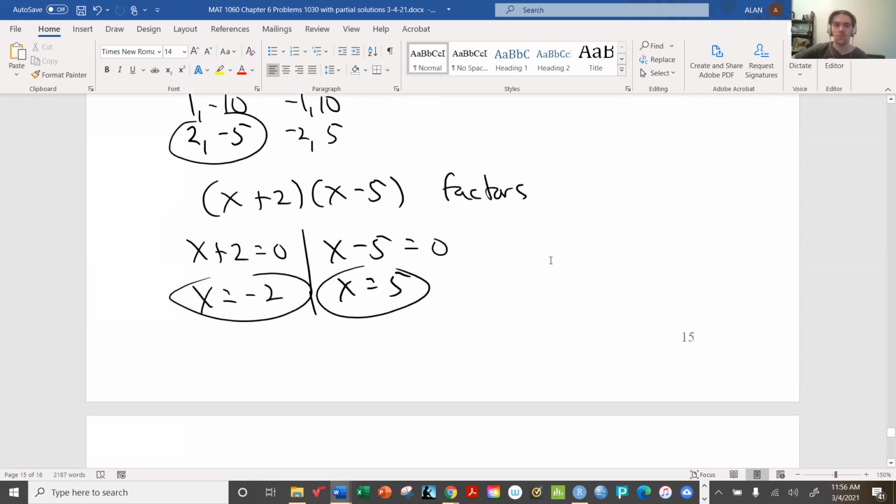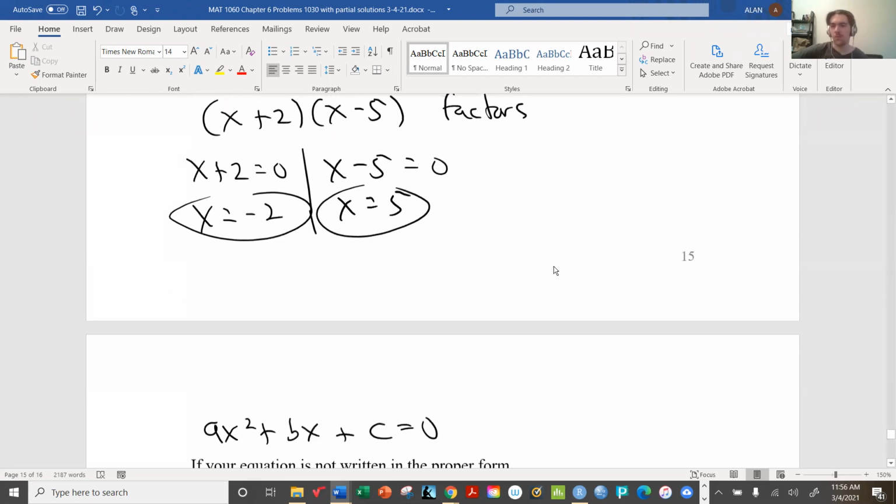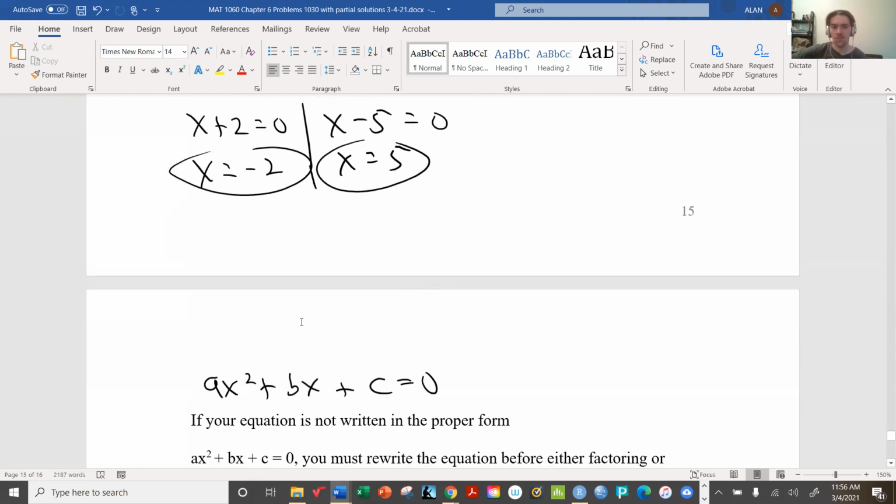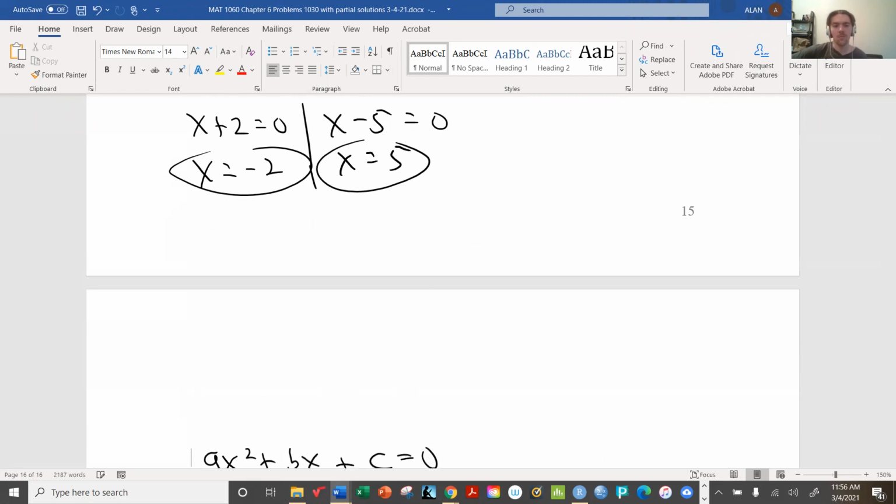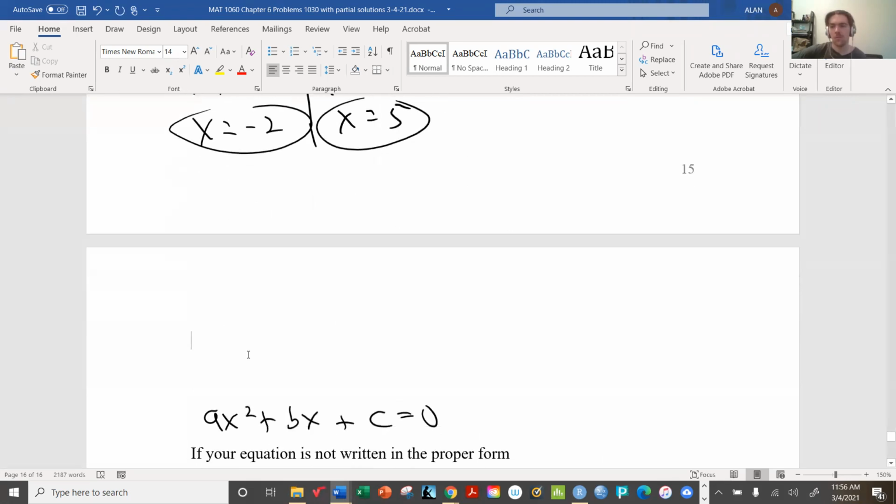Now, once again, we have to prove that these are correct. All right, let's double check. So we'll start with x equals negative 2.